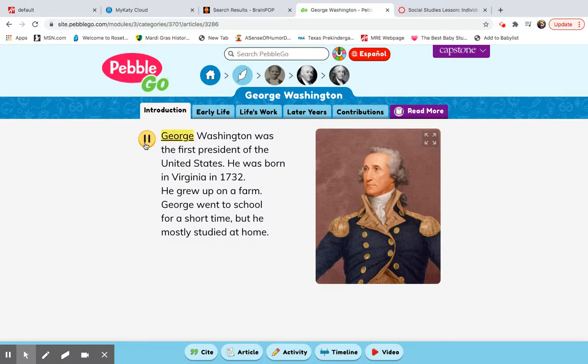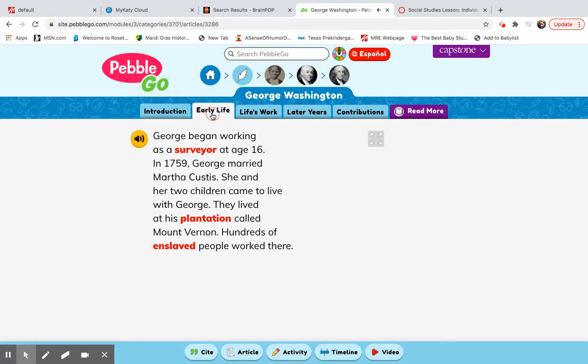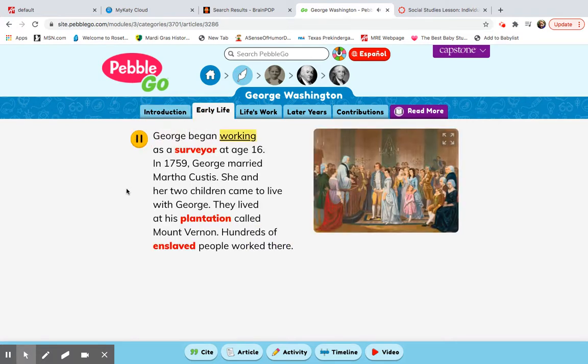Okay, George Washington's our next founding father. Washington was the first president of the United States. He was born in Virginia in 1732. He grew up on a farm. George went to school for a short time, but he mostly studied at home. George began working as a surveyor at age 16. In 1759, George married Martha Custis. She and her 2 children came to live with George. They lived at his plantation called Mount Vernon. Hundreds of enslaved people worked there.